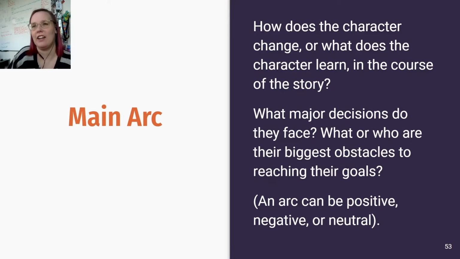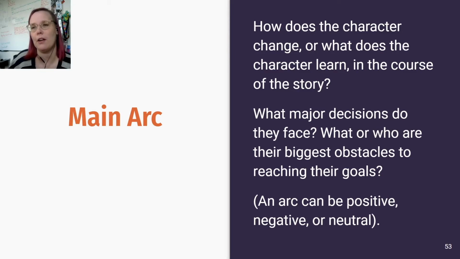So their main arc. How does this character change, or what does the character learn in the course of the story? You can tie this back to your theme or your thesis, especially for the main character. Probably their arc is going to, in some way, be reflective of the theme of the story. What major decisions do they face? Who and what are their biggest obstacles to reaching their goals?